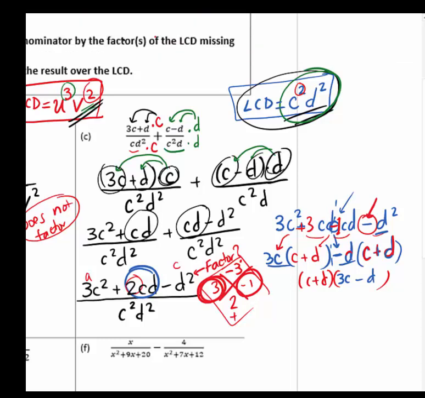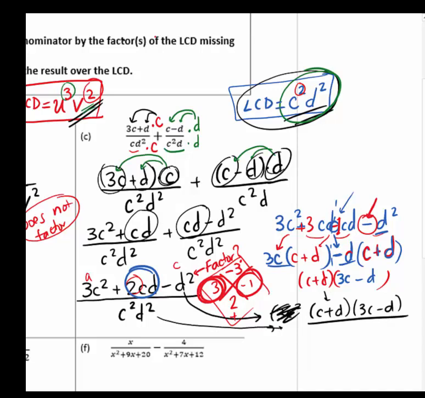Alright, that means we can rewrite this numerator in its factored form like that. 3c squared. Oh no, why did I do that? The c plus d. I just wrote it above. And then 3c minus d. And then the denominator, we said it's only one term, so it can't really factor. There's not much you can do.